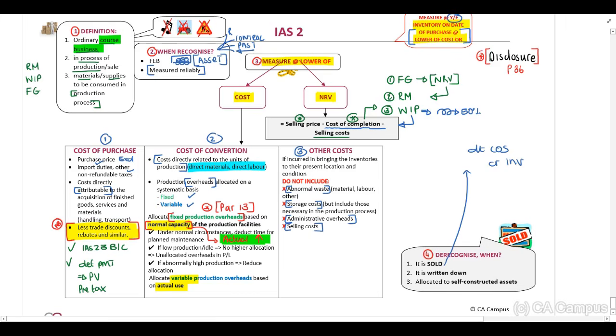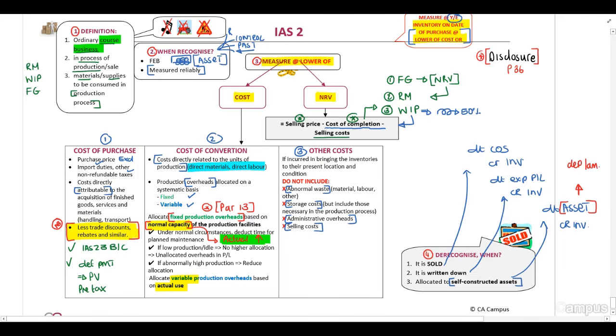When it's written down to NRV, you will debit the expense in your profit and loss and you will credit your inventory. And then when it's allocated to a self-constructed asset, important with this one, guys, when we allocate it, we will debit our asset in our PPE or intangible asset and we will credit our inventory.